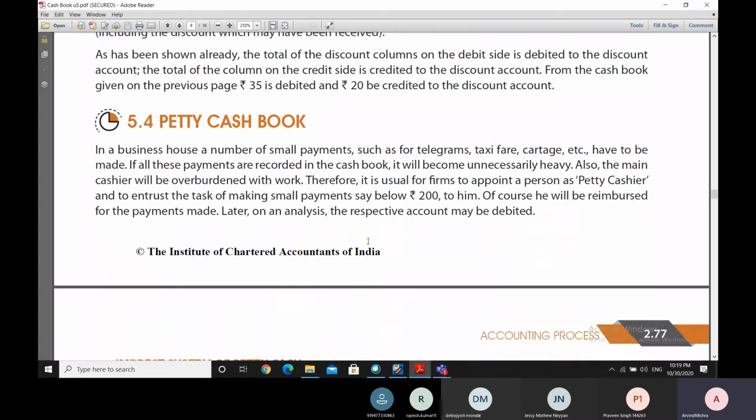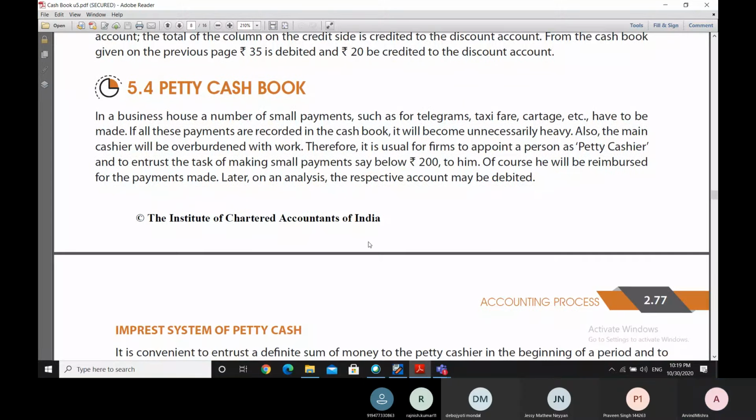So now we come to the petty cash book. Now in a business house, a lot of small payments are also made. Like if a telegram has to be sent, of course nowadays these telegrams are not there; if we say telegram, it means a telegram app. But many small payments are usually made in many business houses, like taxi fare for somebody, or cartage amount for carrying items from one place to the other.